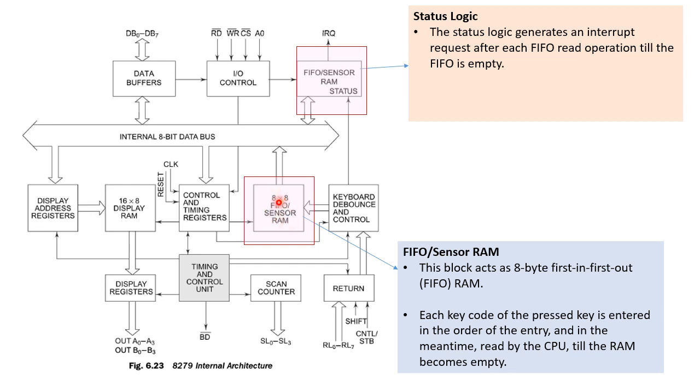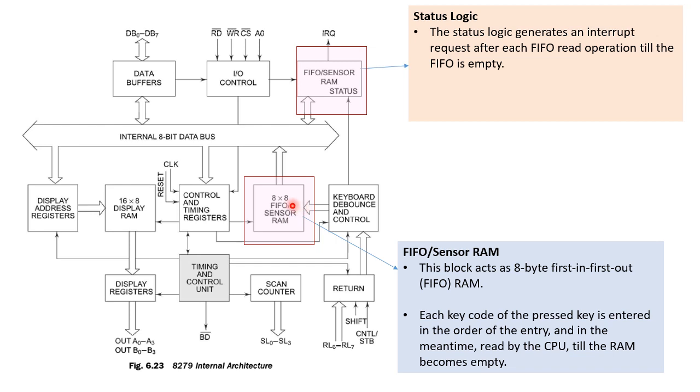Now let us discuss the FIFO sensor RAM and FIFO sensor RAM status. FIFO sensor RAM is a data structure used to hold the keys that are pressed. This block acts as a first in first out RAM. That is, whenever keys are pressed, the codes of those keys will go to this FIFO sensor RAM in the order in which they were pressed.